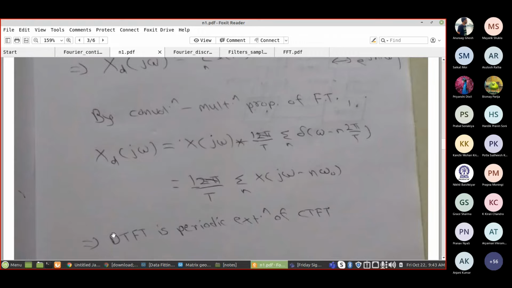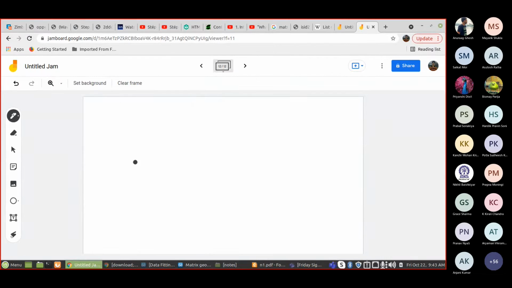What this says is basically this: the discrete time Fourier transform is a periodic extension of the continuous time Fourier transform. What do I mean by periodic extension? If you have a signal, something like this, then the periodic extension of this is, you just repeat it.